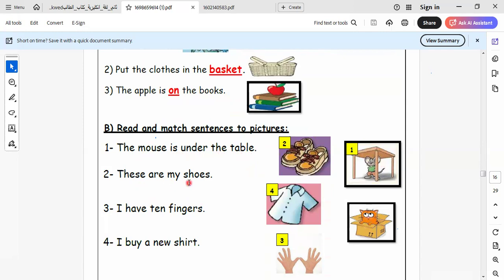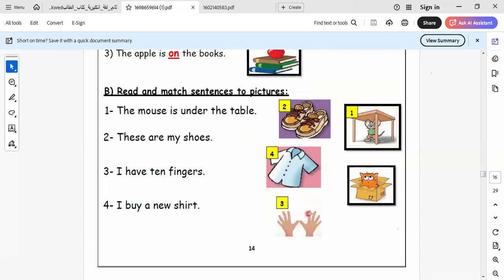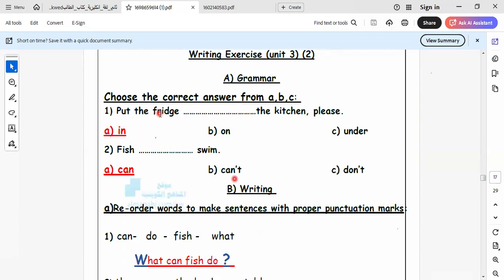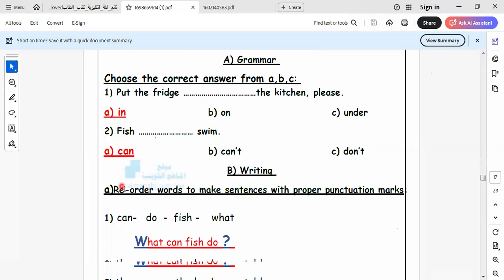This one. These are my shoes. Which one? My shoes. This one. I have 10 fingers. Which 10 fingers? This one. I buy a new shirt. This one. Let's go to another one. Put the fridge in the kitchen, please. Fish can swim.